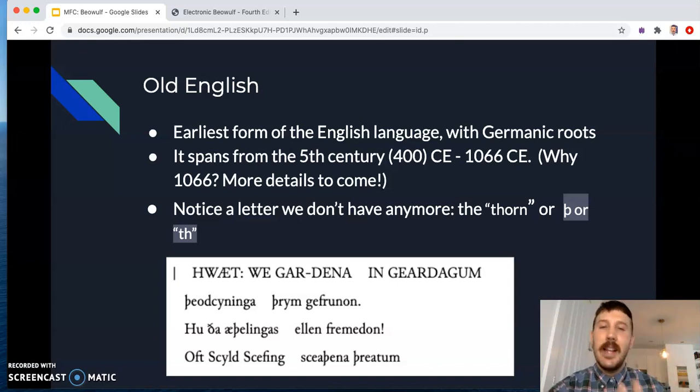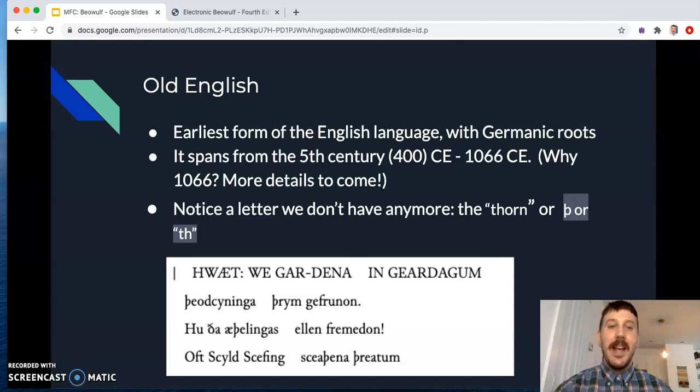We locate the beginnings of this language around the 5th century or around 400 CE, or Common Era, and that spans about 600 years to 1066. And of course, that's a really specific date. We'll explain later why Old English comes to a sudden end in 1066, or why historians often use that as a stopping point for Old English, in future weeks to come.